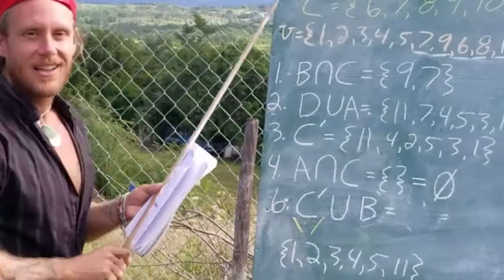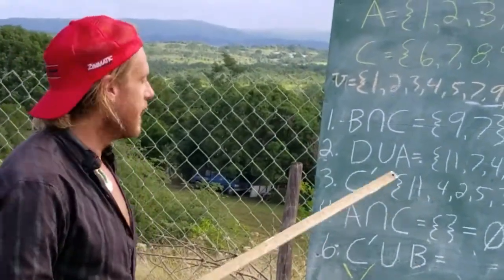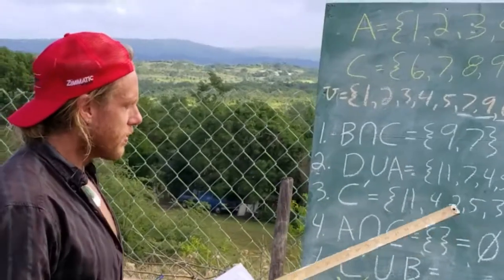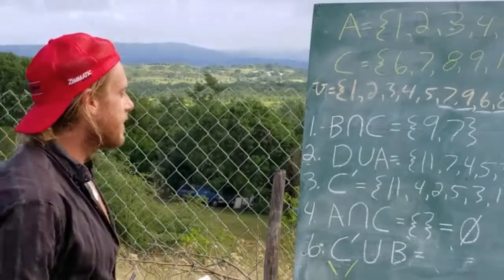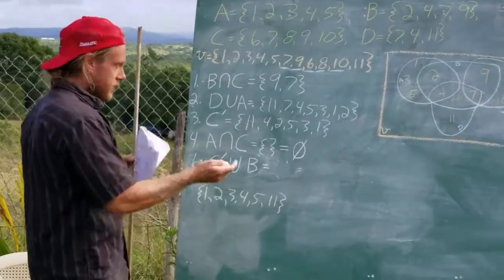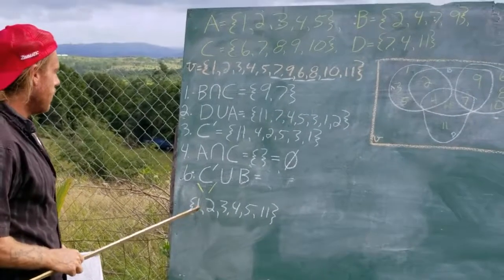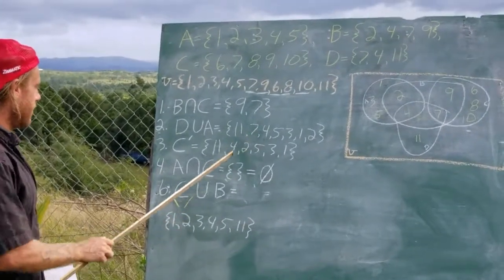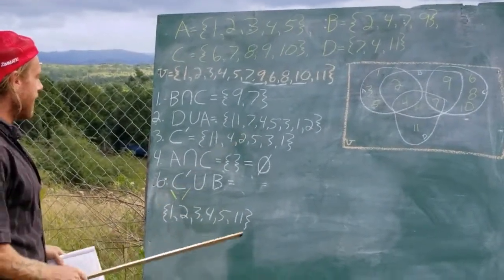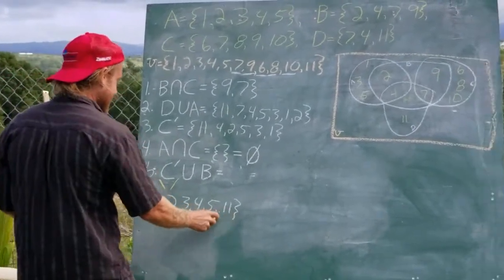Now, I was nice on this because we had already found the complement of C in problem number 3. So if you kept track of your work and were cognizant of what you were doing, you wouldn't have had to redo this. We already found the complement of C, but just for practice, we redid it. And let's check to make sure it's the same. We have 1, 2, 3, 4, 5, and 11. So our C prime, double checked, is still this set here.